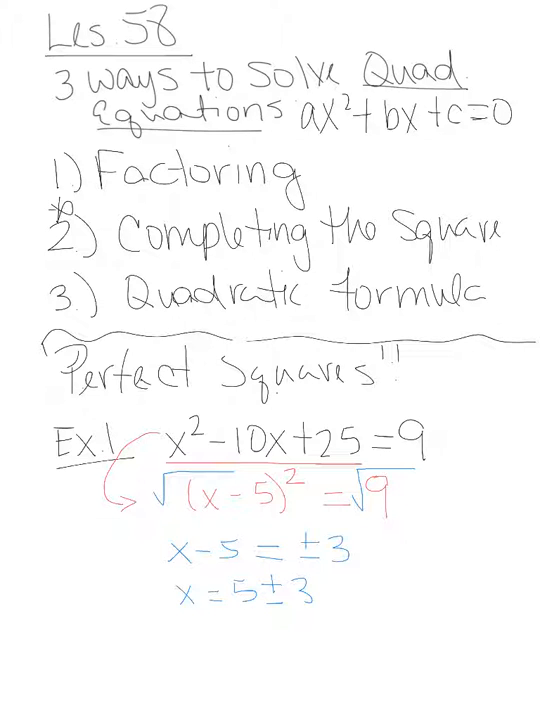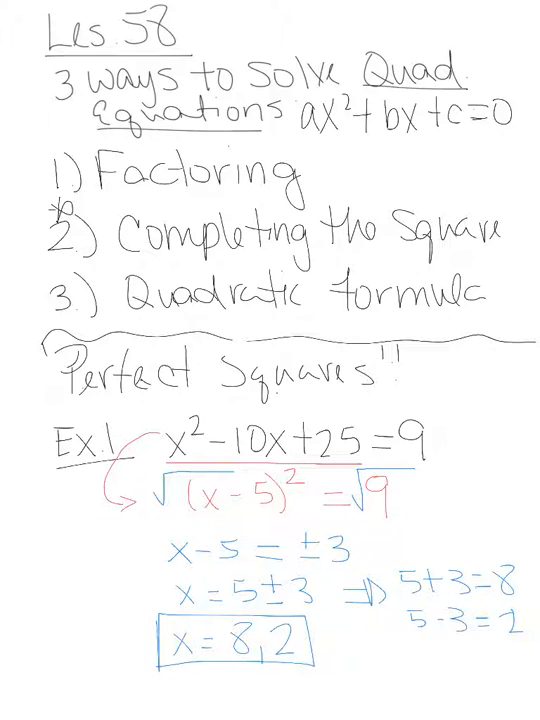Now, I'll show you this only one time, and after that, I won't show this step. This is really 5 plus 3, which gives me 8, and 5 minus 3, which gives me 2. So my answer for x is 8 and 2. And that's my answer. Those are my two x's. All right, let's move on to the next one.